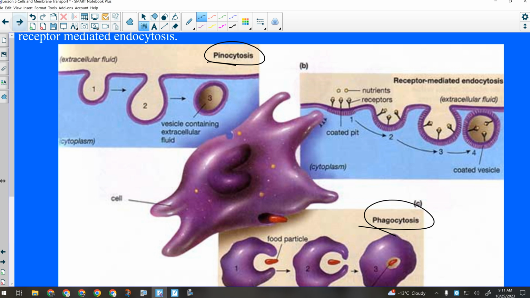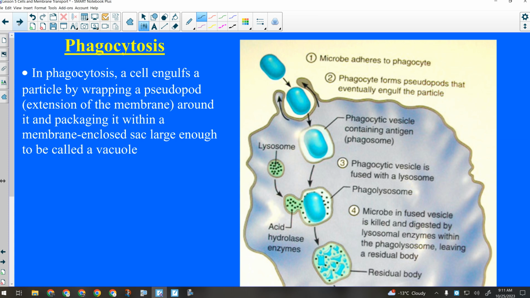If we're looking at phagocytosis, one of the main cells in your body that does that are your white blood cells. They will engulf bacteria and other harmful things in your body and basically use them for food. A lysosome will merge with a vacuole that contains a bacterium, and it will eat it.